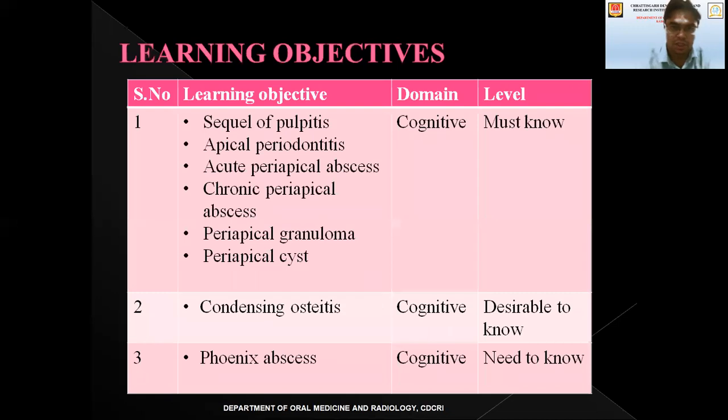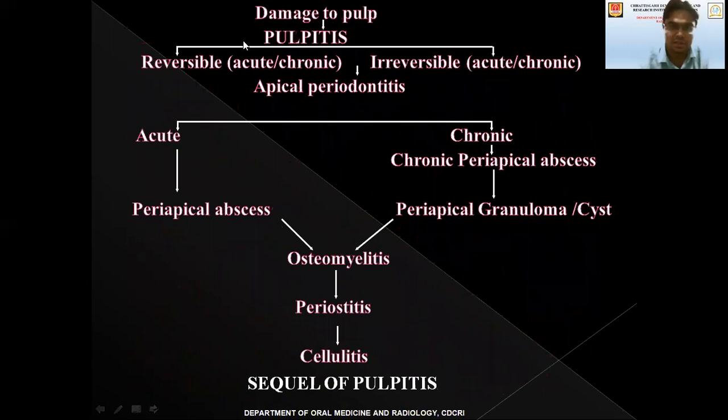Our learning objectives for this topic will be sequelae of pulpitis, apical periodontitis, acute and chronic periapical abscess, periapical granuloma and periapical cyst, condensing osteitis, and phoenix abscess. So to start, as we can see here, this is the flow chart showing the sequelae of pulpitis.